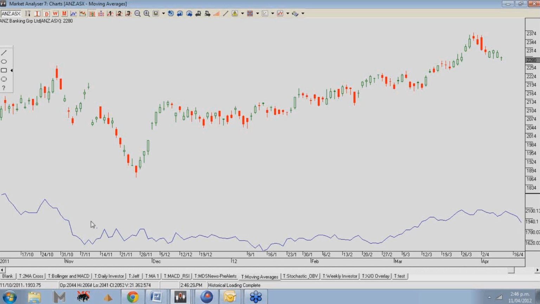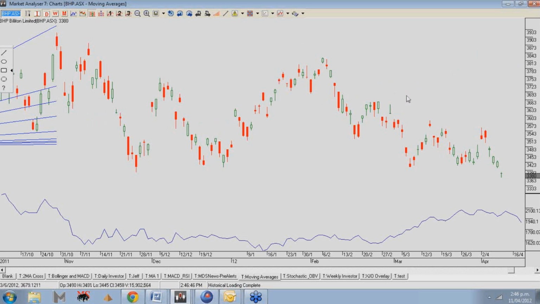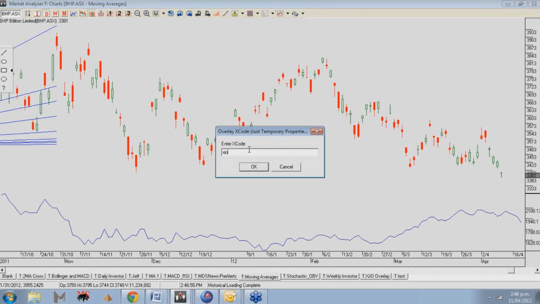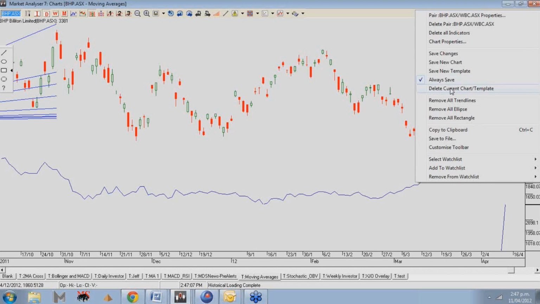And the pairs chart allows you to see this relative performance of one company versus another. You can also use it to do the relative performance versus the market as a whole. Good example of this at the moment, if we take a look at BHP, and with the pairs chart on BHP, we apply that, and type in XJO, that one.